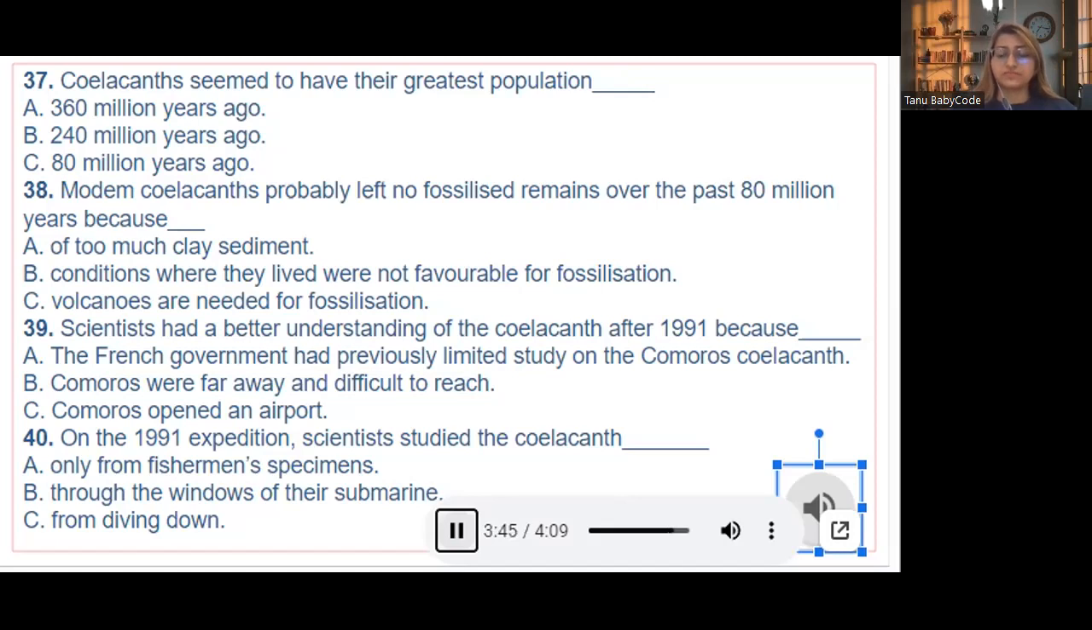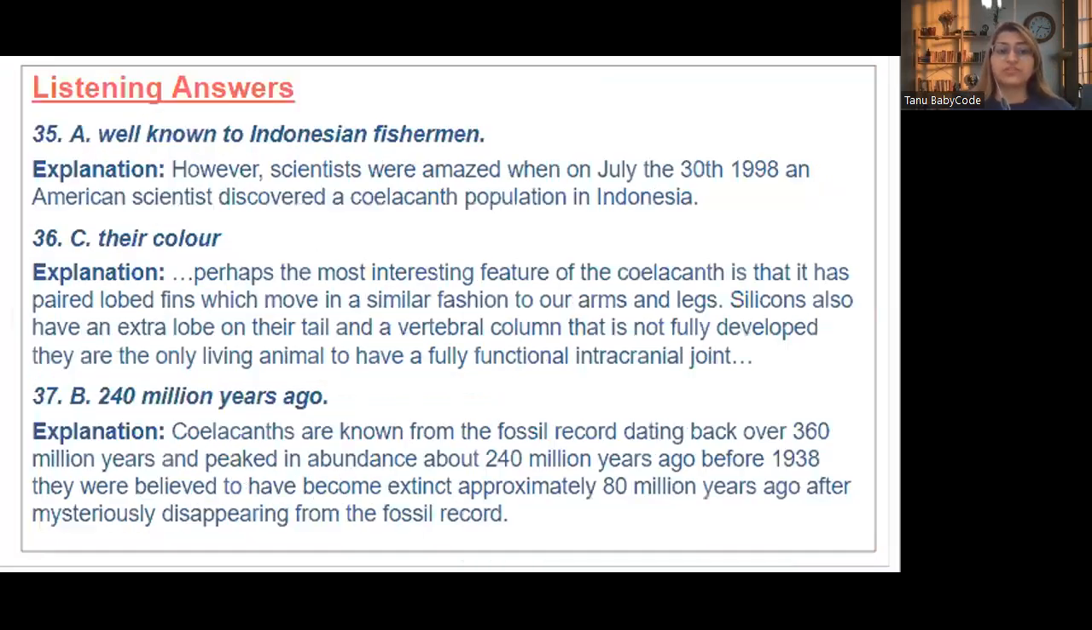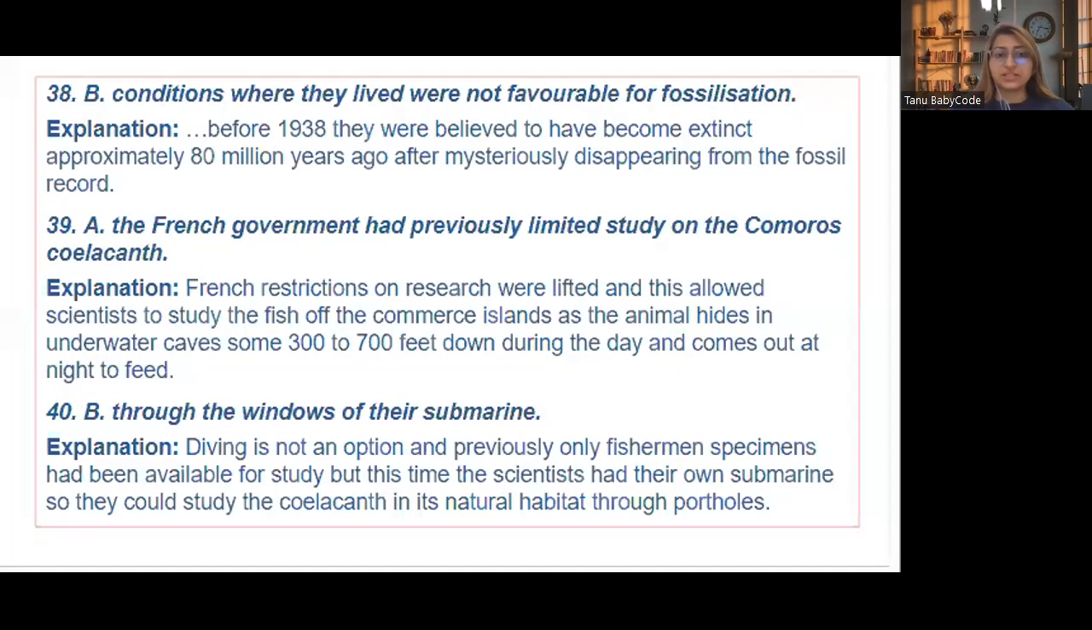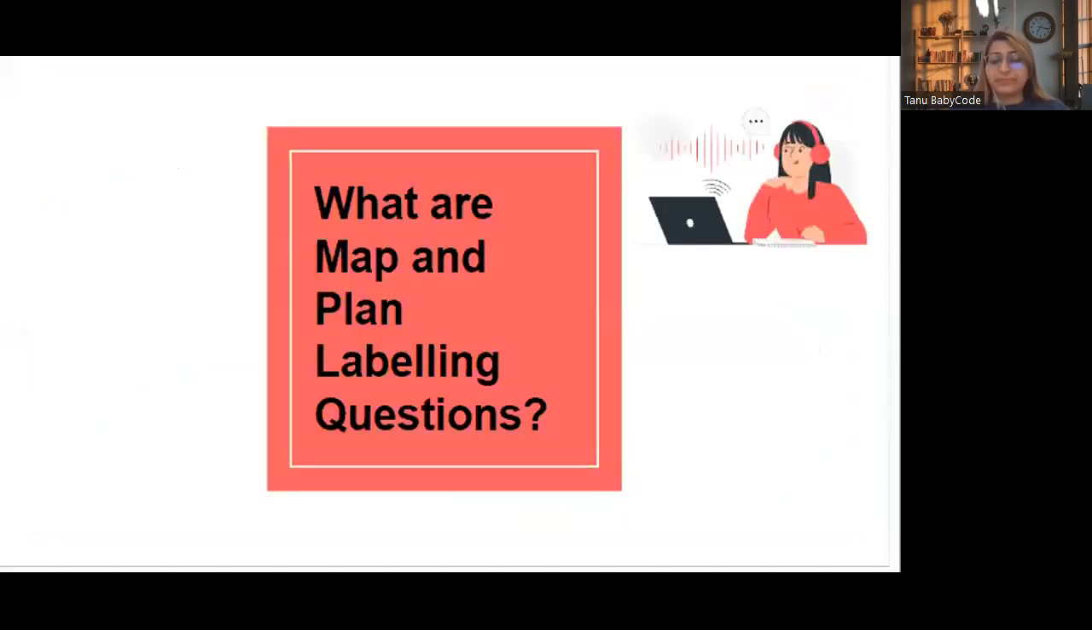That is the end of section. Now you can check your answers here: 35, 36, 37, 38, 39, 40, and explanation also is given. Okay. Let's move on to map and plan labeling.